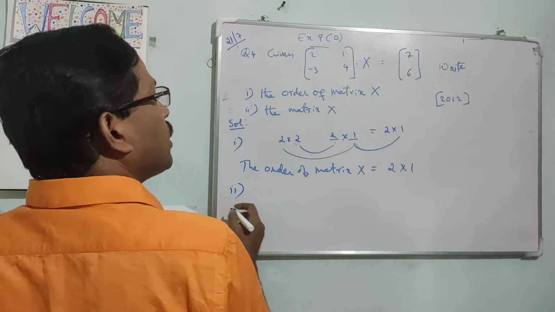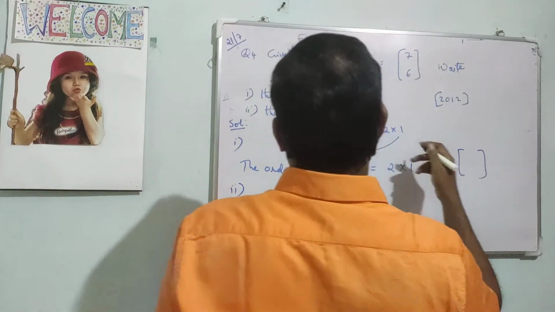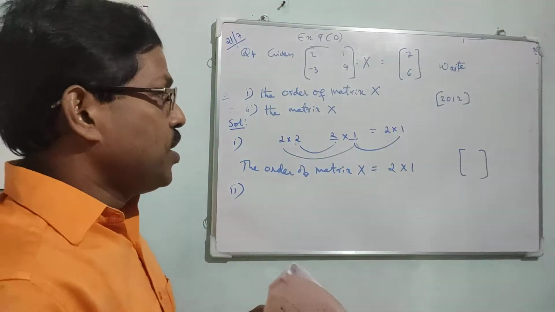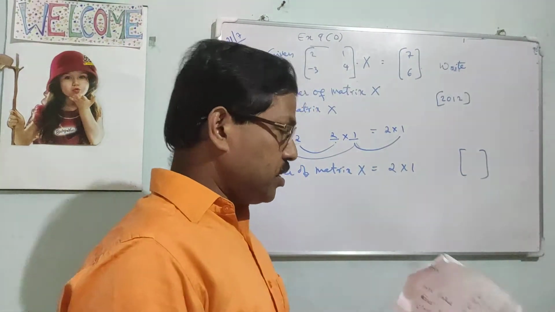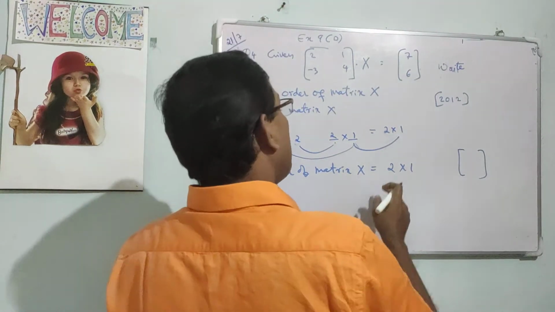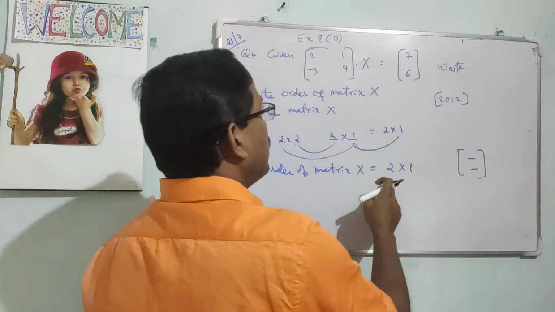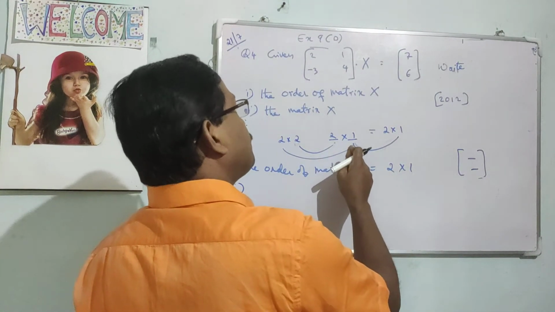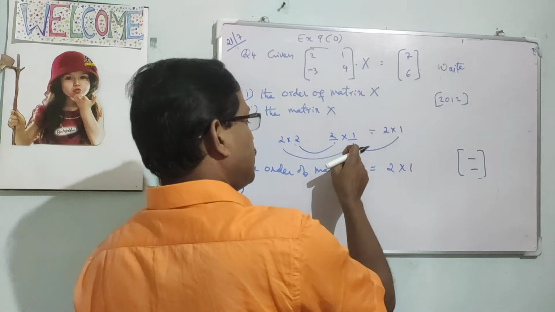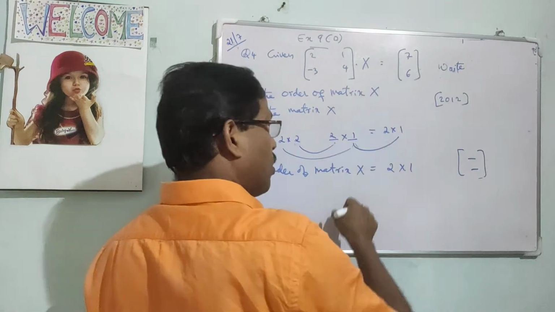Number 2. If the order is 2 by 1, how will a 2 by 1 matrix look like? Second question is find the matrix X. We have to find the elements of matrix X. So we need 2 rows and only 1 column, right? 2 by 1. Yes, 2 by 1. The order of X is 2 by 1, 2 rows and only 1 column.